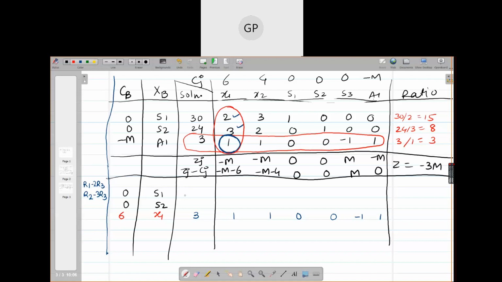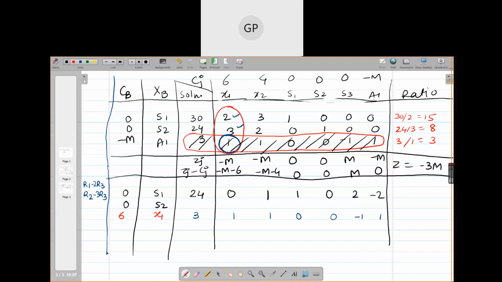So let us do the row transformations. 30 minus 2 times 3, 30 minus 6, that is 24. 2 minus 2, 0. Forget about this row. 3 minus 2 times 1, that is 1. 1 minus 0 is 1. 0, 0 is 0. Now 0 minus 2 into minus 1, that is plus 2. Then 0 minus 2 is minus 2.